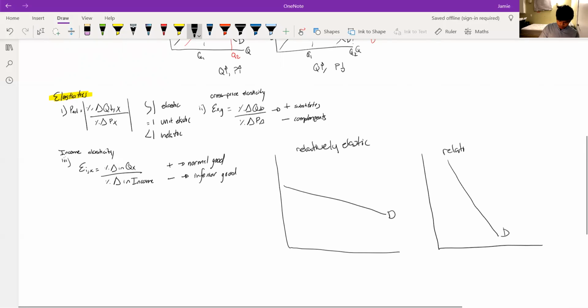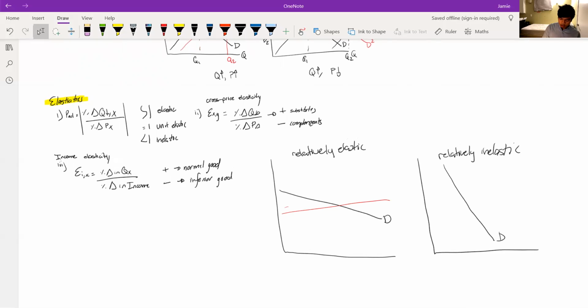Relatively inelastic. This would be, the red would be perfectly elastic. This is perfectly inelastic. Cool beans.